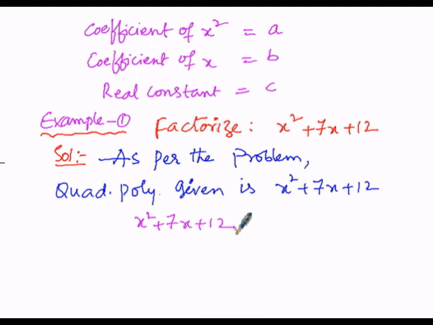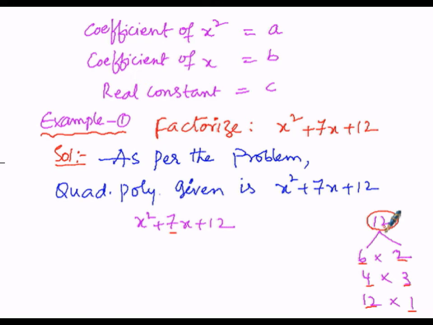So here we can split this 12 into factors. The factors of 12 are 6 into 2 is also 12, and 4 into 3 is also 12, and 12 into 1 is also 12. So these are the factors of 12. Whereas the middle term is 7x, so the coefficient of the variable x is 7. So here the first option is 6 into 2 is 12, the second option is 4 into 3 is 12, the third option is 12 into 1 is 12.